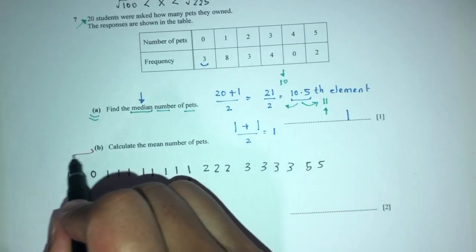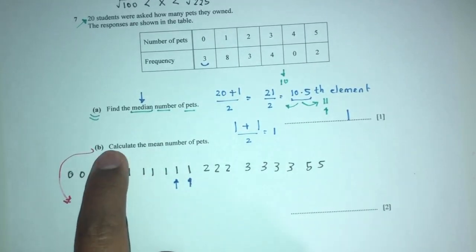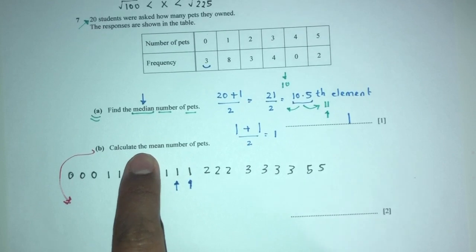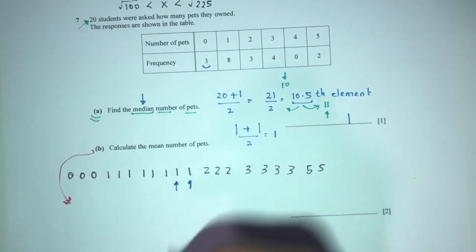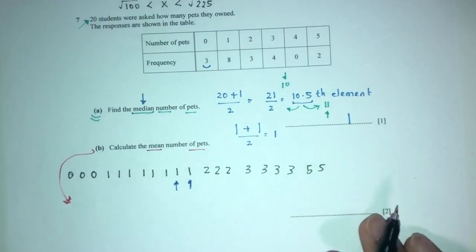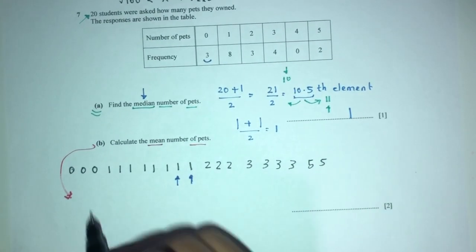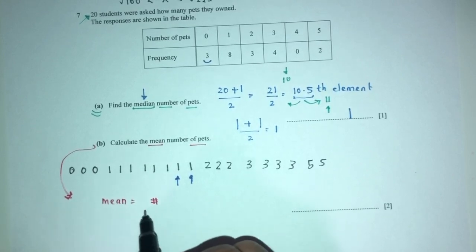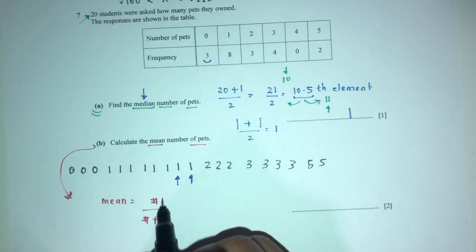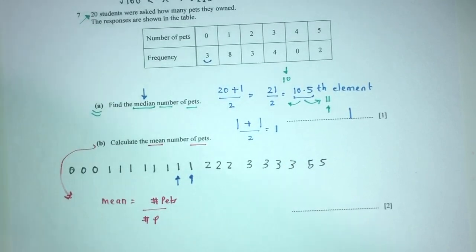Now we have to find part B. Calculate the mean number of pets. So step by step, we have to find first: how do you find the mean? You have to find the number of pets divided by the number of people. Right? So let's do this.